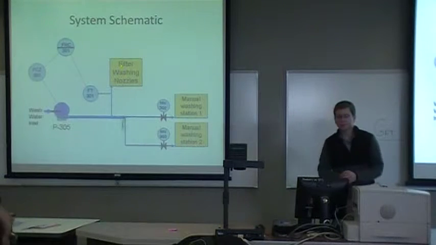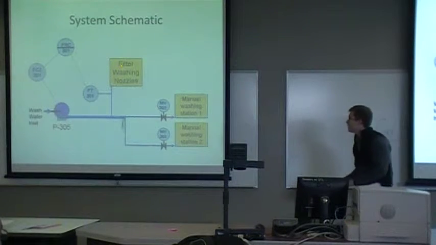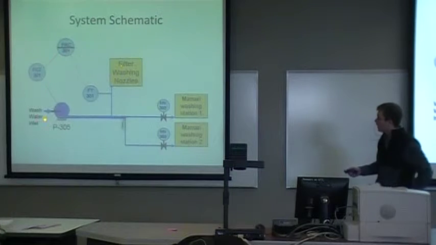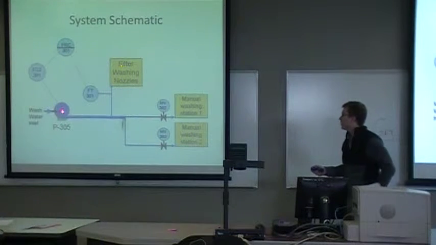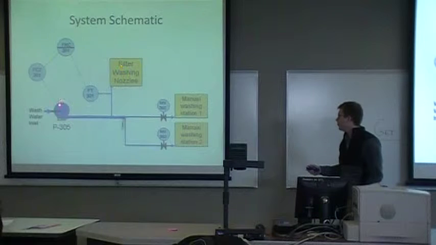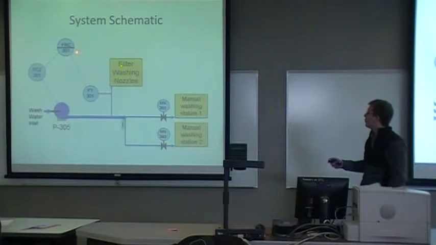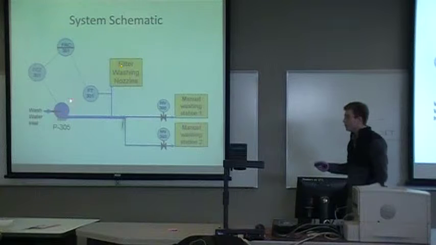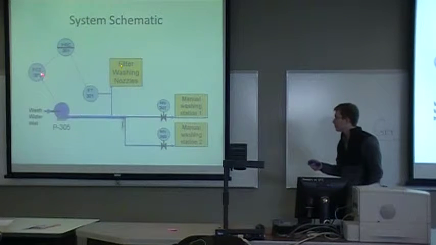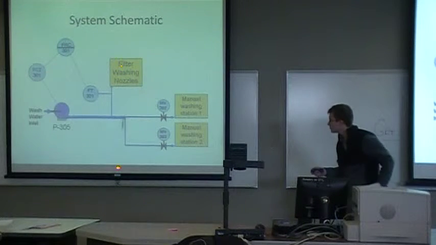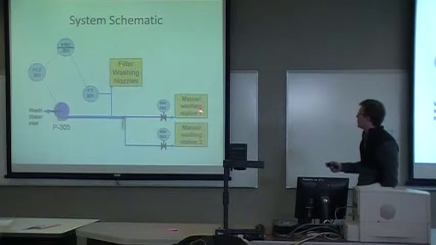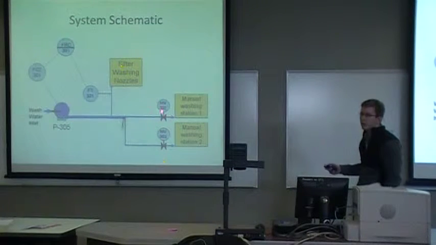All right, here's a system schematic. It's a pretty simple system. We have a wash water inlet and a centrifugal pump. And in this control loop, we have a flow transmitter, flow recording controller, and a flow controlling driver. Because it's an AC pump, it controls the frequency of the AC voltage. There are two valves that stay open in our experiments.